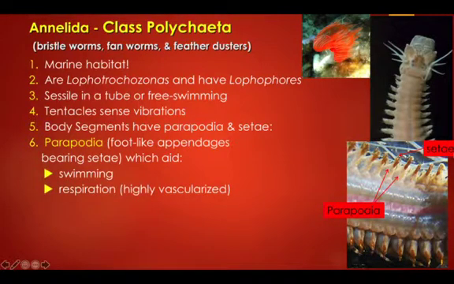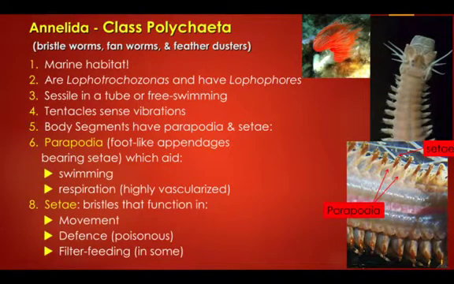So the parapodia are foot-like appendages that bear the setae, which can be used for swimming or even for respiration. In the parapodia, the circulatory system is extremely close to the surface of the skin, and it is highly vascularized. That means there's many vein-like structures close to the surface of the skin, and so they can actually passively have the movement of oxygen between the skin and the exterior environment. So respiration can also be used. And the setae in this case, they are bristles that can function to help with movement, defense, or filter feeding.